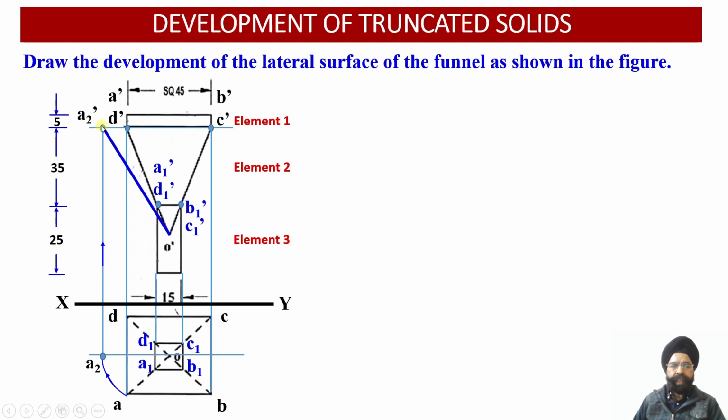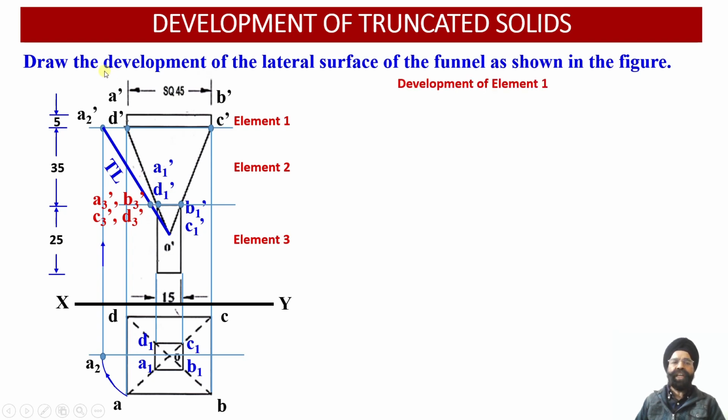Once we obtain the true length of the slant edge of the square pyramid, we will project the apparent length points corresponding to the frustum of the square pyramid, that is A1 dash, B1 dash, C1 dash and D1 dash, onto the true length of the slant edge, so that we obtain the true length corresponding to the frustum. This way the true length of the frustum of the square pyramid has been evaluated.